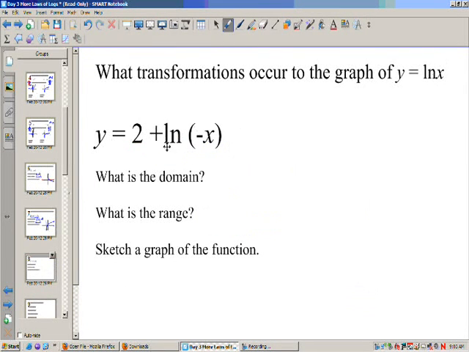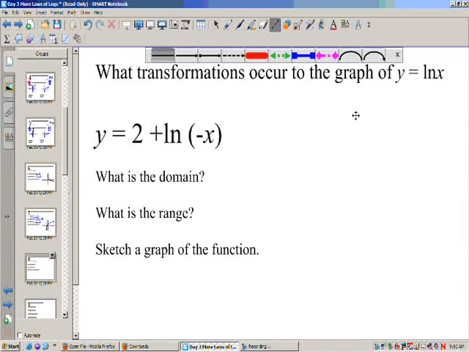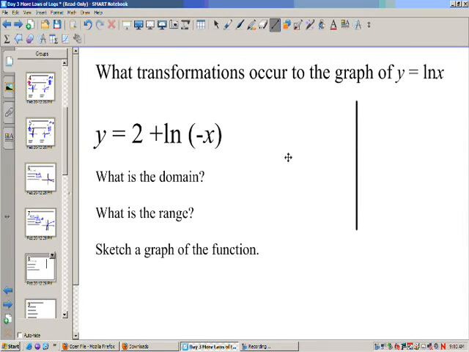Alright, 2 plus natural log of -x. Now that negative's in a different position than it was previously. So instead of flipping it vertically, we're going to flip it horizontally. That 2 means we move it up 2. So pretend like this is our new x-axis.